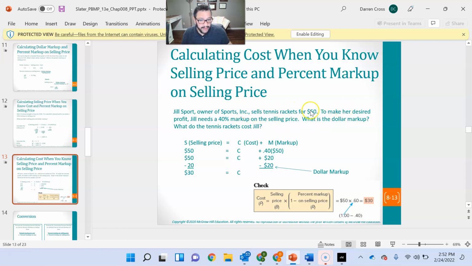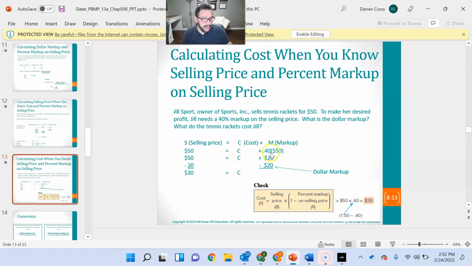She sells a tennis racket for $50. Well, selling price must be $50. To make a desired profit, she needs a 40% markup on the selling price. So we don't know what markup is, but we do know that it's 40% of the selling price, right? It's marked up based on the selling price, which means it's 40% of the selling price. Well, selling price is $50. And then we don't know, they're asking us what cost is. So we don't know that, right?